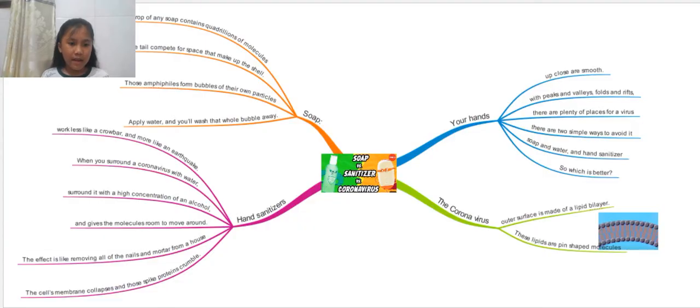Let's read the steps a little bit. When you surround a coronavirus with a high concentration of alcohol, like nearly every sanitizer has, it gives the molecules room to move around. The effect is like removing all of the nails and mortar from a house.